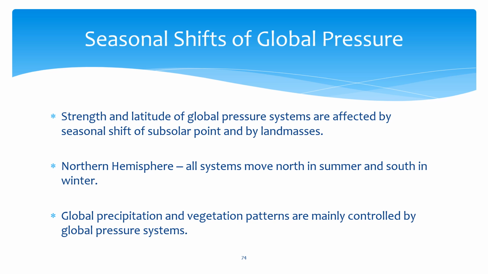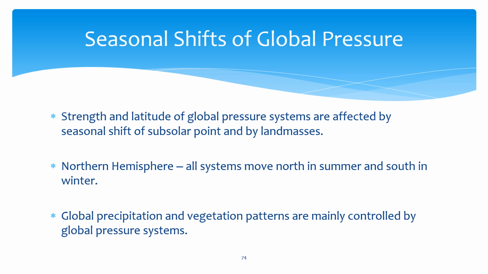As far as the land masses, we know that water and land have different heating capacities, that water is going to take longer to heat up. It is going to take longer to cool off, whereas the heating and cooling of land masses is much more rapid and generally more intense over a short period of time. So that's going to also affect the strength of our global pressure systems.